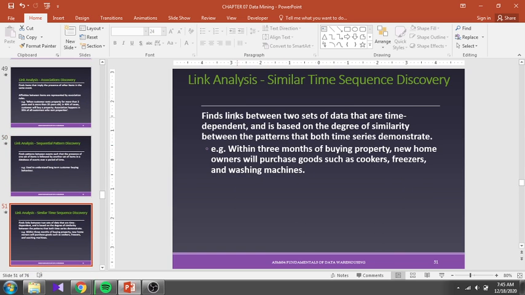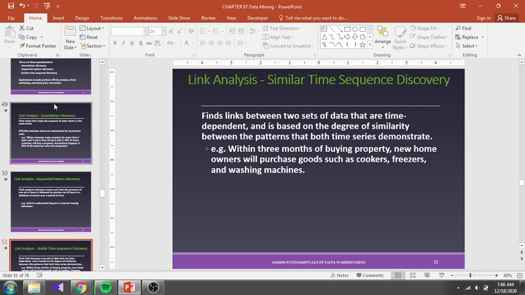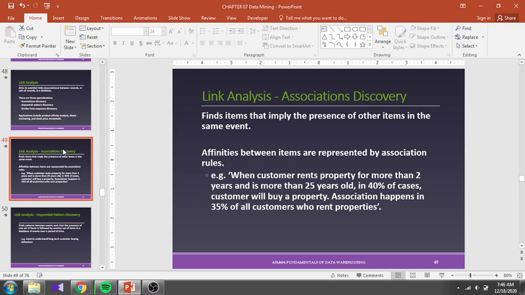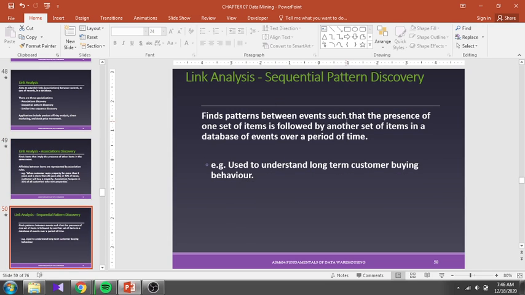Okay, the last one is similar time sequence discovery. Find links between two sets of data that are time dependent and based on the degree of similarity between the patterns that both time series demonstrate. Within 3 months of buying a property, a new homeowner will purchase goods such as a cooker, freezer, and washing machine. Same as last time, almost the same. Association, meaning that things come together for this specific customer.